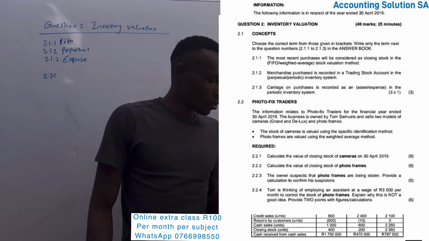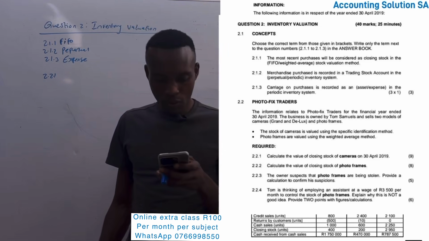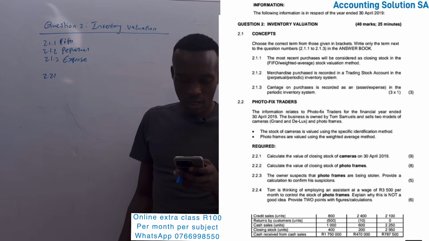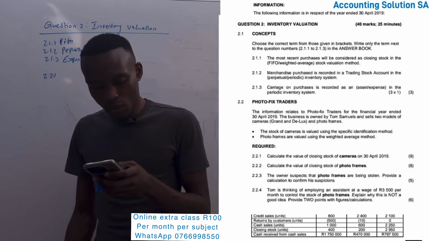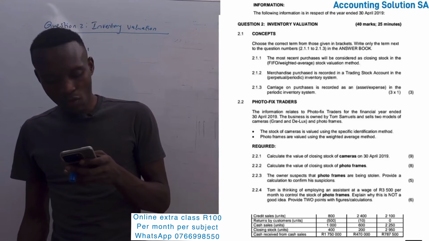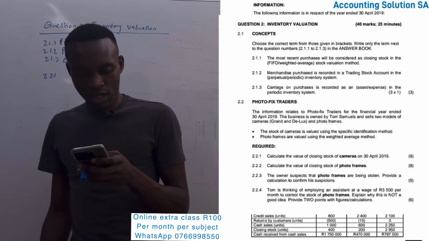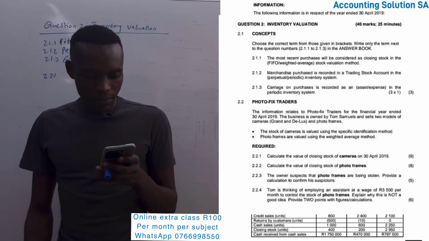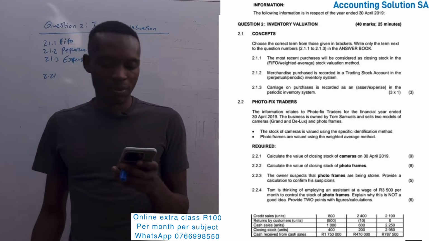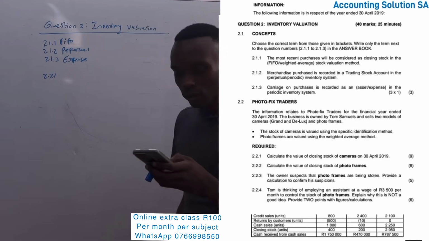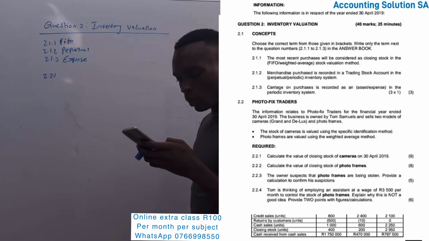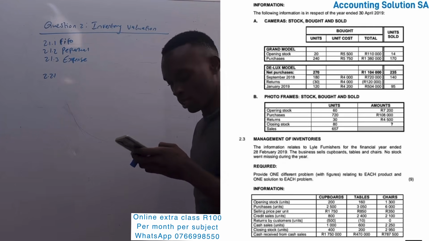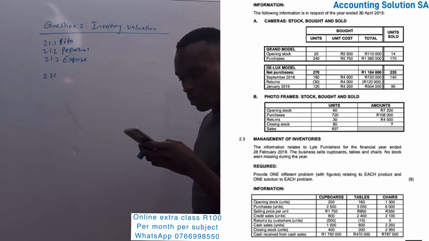All right, now required: 2.2.1, calculate the value of closing stock of cameras on 30 April 2019, 9 marks. Then 2.2.2, calculate the value of closing stock of photo frames, 8 marks. Then the owner suspects that the photo frames are being stolen. You have to calculate. Then the last one, we are just going to wrap it up. Okay, let's go back to 2.2.1. We have to calculate the value of closing stock of cameras on 30 April 2019 using the specific identification method.